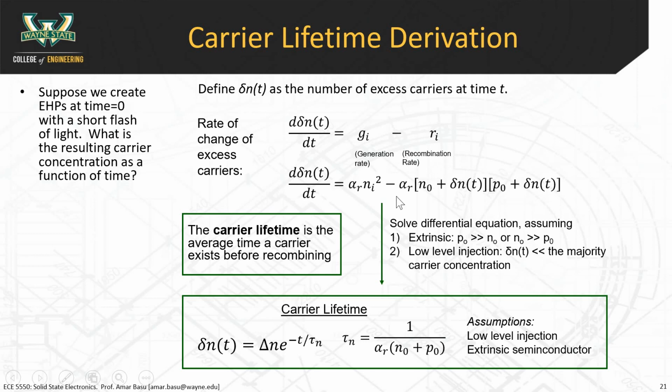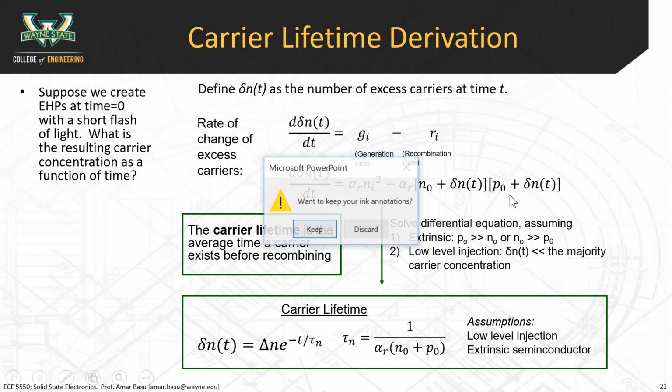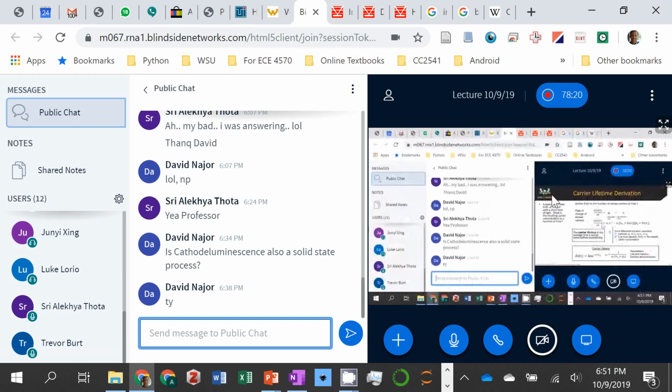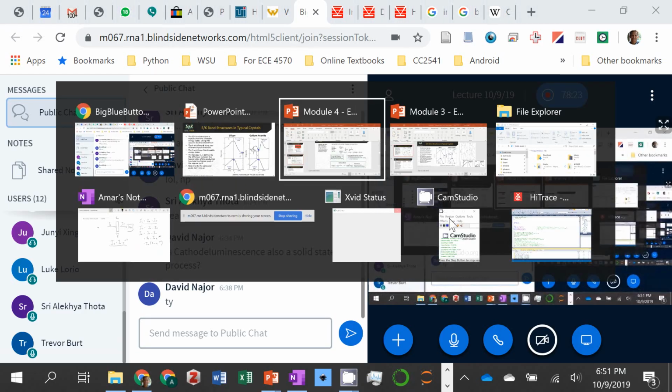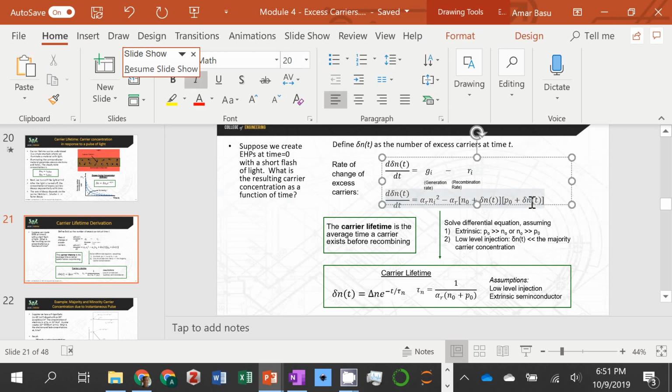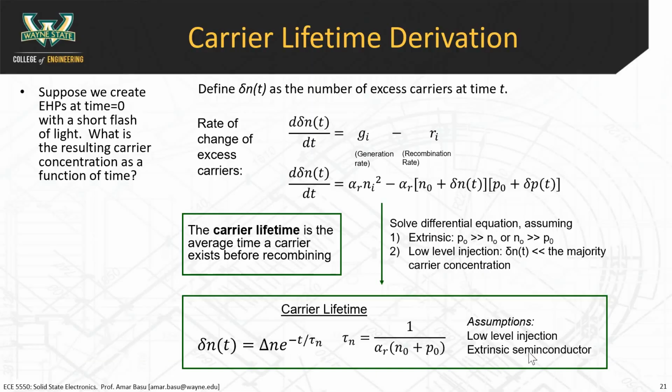Notice that the recombination rate is n0 plus sigma n, p0 plus sigma p. Sorry, I have a typo here, this should be sigma p. So the generation rate was given before by the equilibrium equations. The recombination rate is a little bit different. Notice it's not just N0 and P0 here.